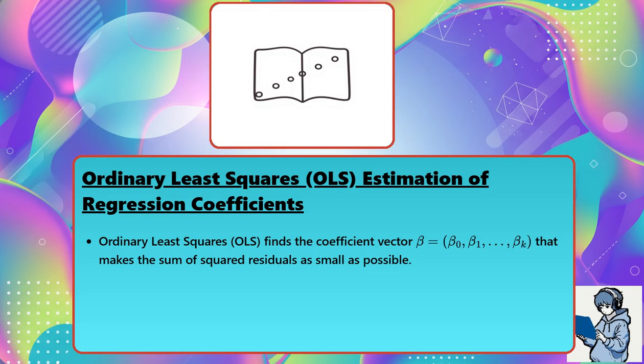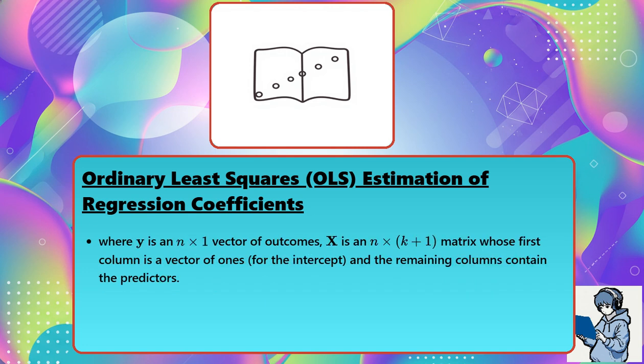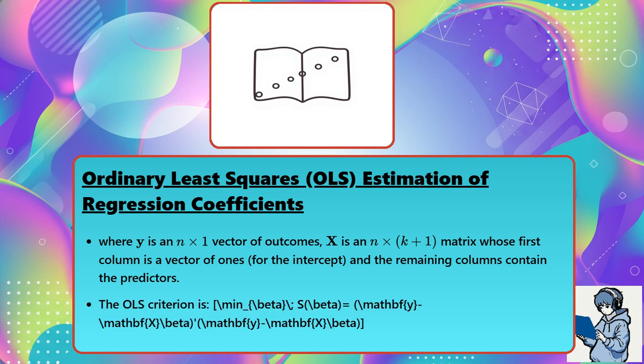Ordinary least squares, OLS, finds the coefficient vector beta equals beta 0, beta 1 through beta k that makes the sum of squared residuals as small as possible. The model in matrix form is y equals X beta plus epsilon, where y is an n by 1 vector of outcomes, X is an n by k plus 1 matrix whose first column is a vector of 1s for the intercept, and the remaining columns contain the predictors. The OLS criterion is to minimize S of beta equals (y minus X beta) transpose times (y minus X beta).